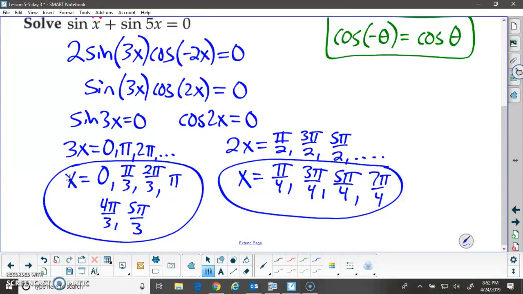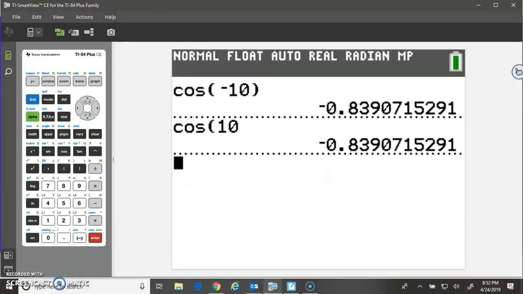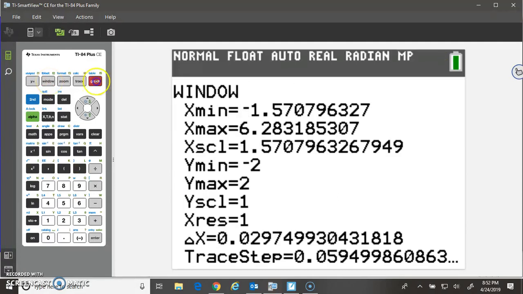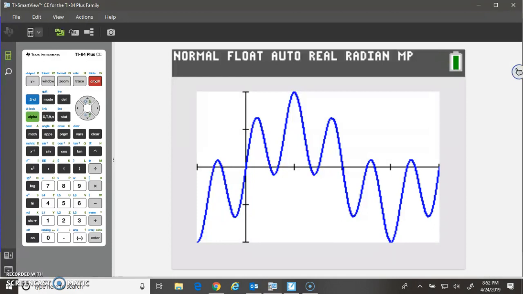Now again, if you want to check that answer graphically, we can go to the graphing calculator and type in the sine of x plus the sine of 5x. And we don't have to change our window. We're still in radian mode. And so now you can see, again, a pretty unique looking graph. And we've got lots of answers.